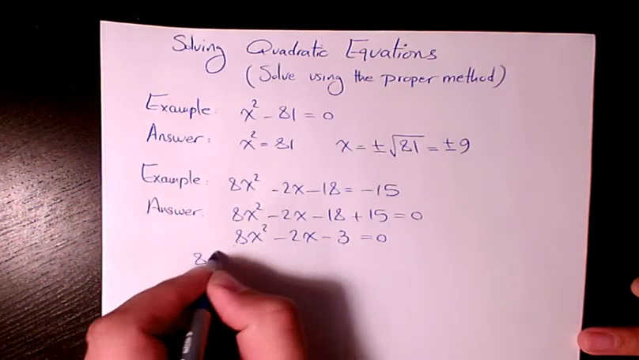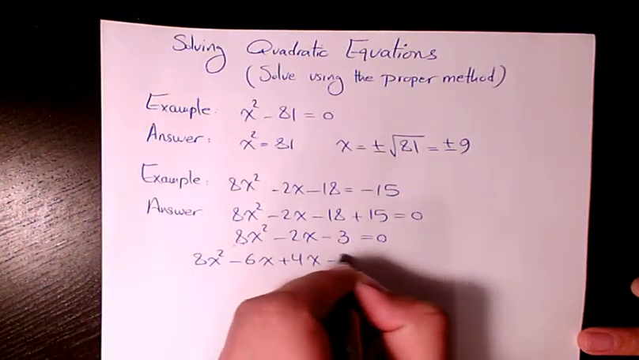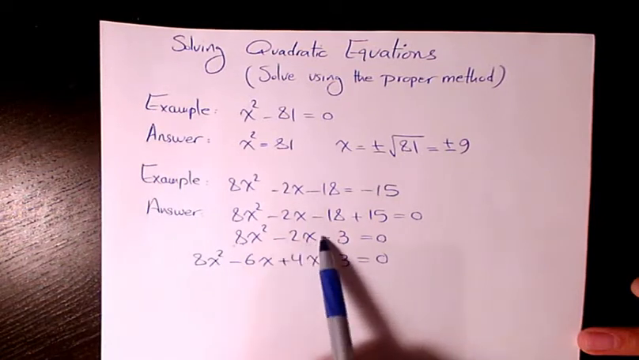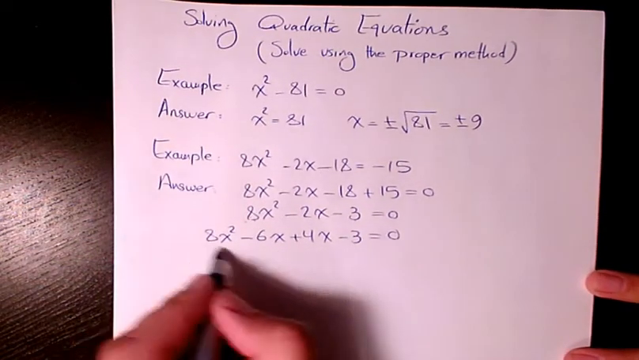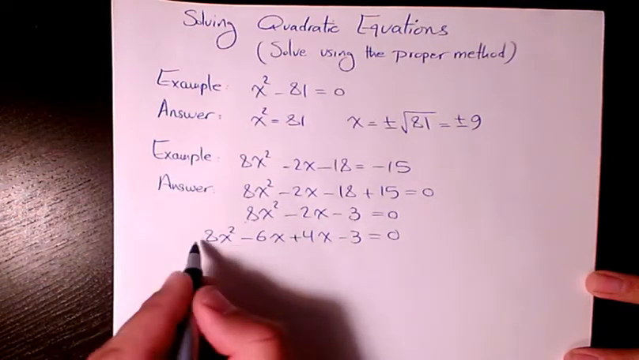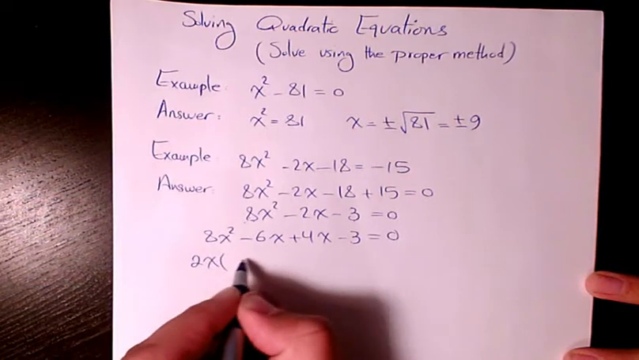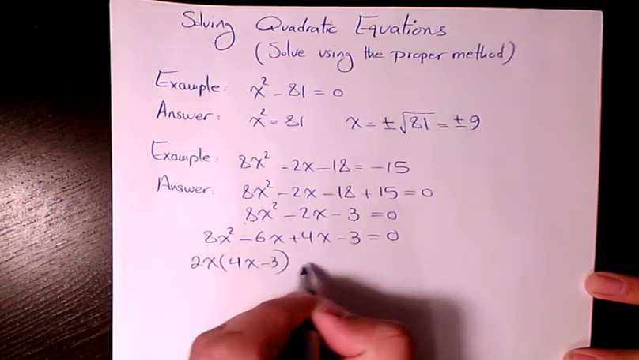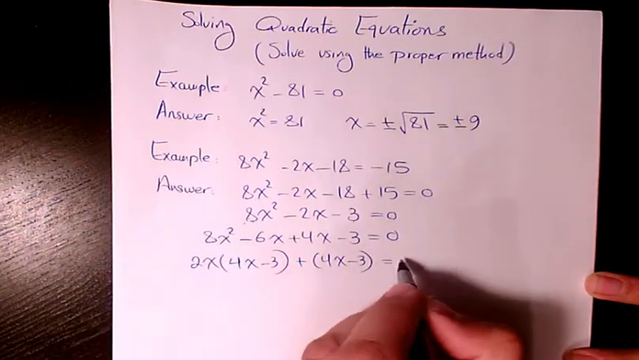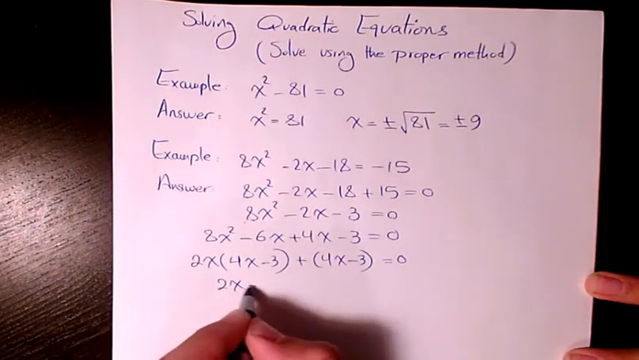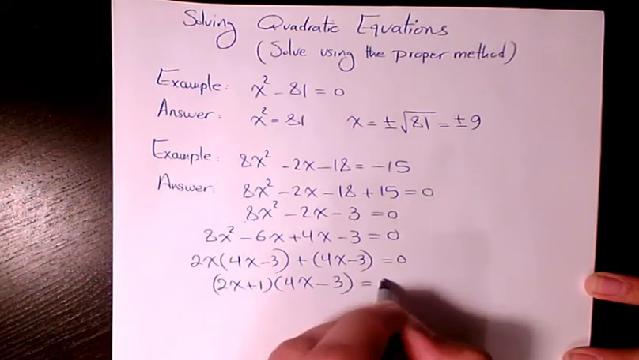So it's going to be 8x squared minus 6x plus 4x minus 3 equals 0. Instead of negative 2x, I wrote negative 6x plus 4x. Then I do group factoring. Here, 8x squared minus 6x, I can factor 2x, that's going to be 4x minus 3. And here I have 4x minus 3 equals 0. Then I have 2x plus 1 times 4x minus 3 equals 0.